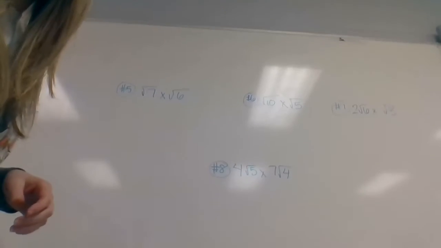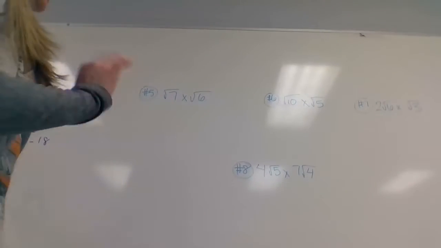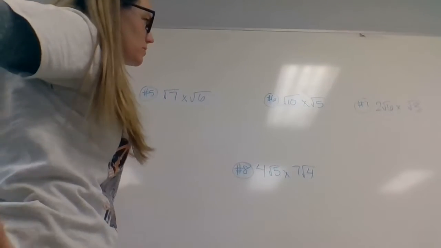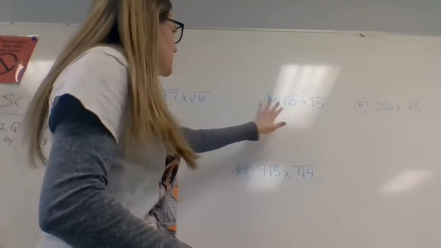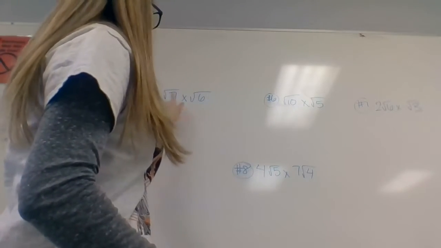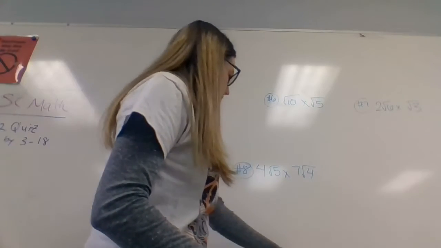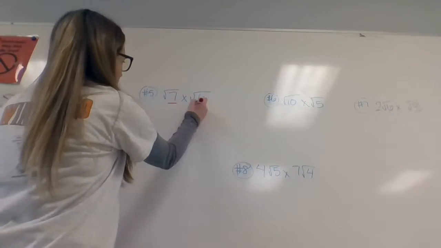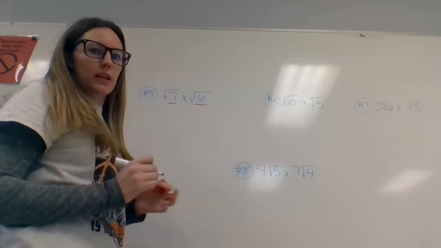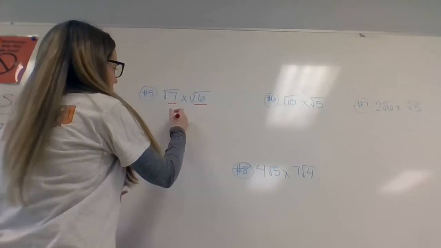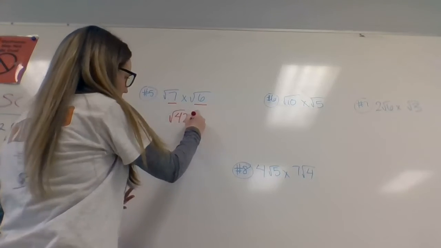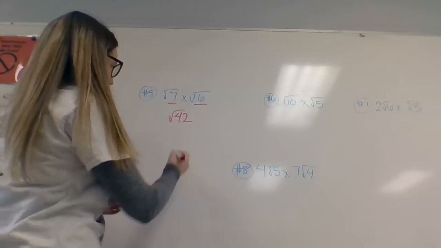For problems 5, 6, 7, and 8 on your practice quiz for 10.1 to 10.2, I'm asking you to simplify the radicals, and number 5 and number 6 are pretty easy. There's no numbers out front. So for 5 and 6, you're just simply multiplying the two numbers that are under the root together and then simplifying if you can. So 7 times 6 gives me 42. And then I need to simplify if possible.